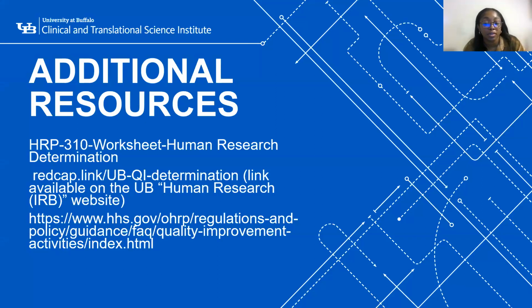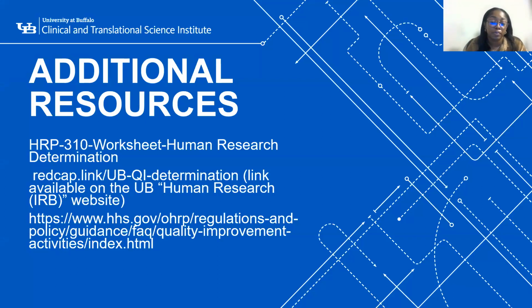For additional resources, the Click Library has a wide range of educational tip sheets and worksheets available to help researchers. The HRP 310 is the Human Research Determination Worksheet. It defines some key terms used to discuss whether a project is in fact research. So along with the other materials discussed today, the HRP 310 is a good resource to help you know what QI is and what is research.